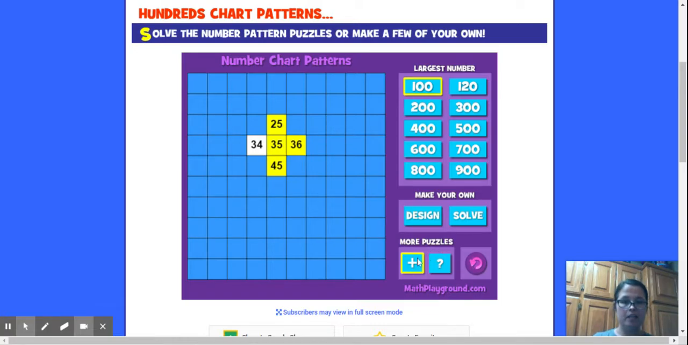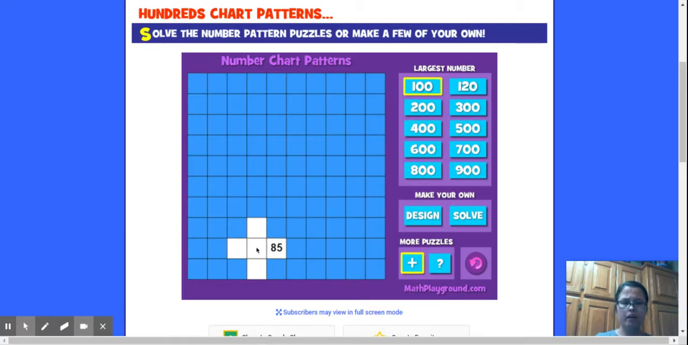I'm going to go down here and I'm going to click the plus symbol, the addition symbol, and that's going to give me a new puzzle. Oh, here's my new puzzle. Oh, this one's a little trickier because my number is at the end and not at the beginning. So if I know this is 85, what number is before 85?